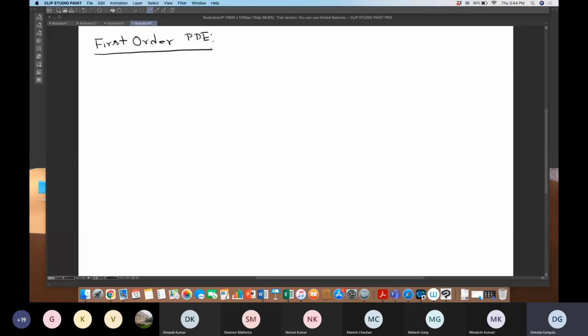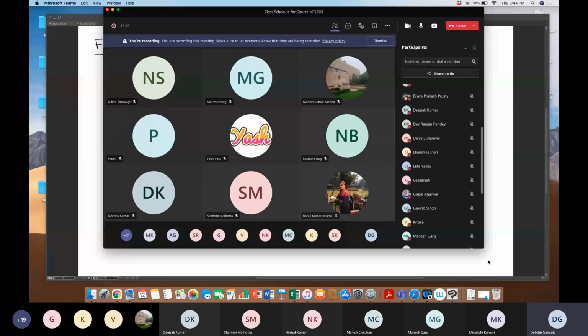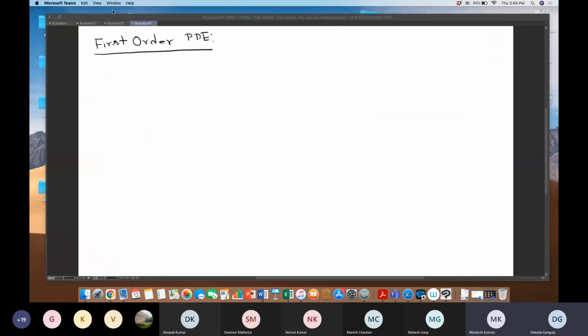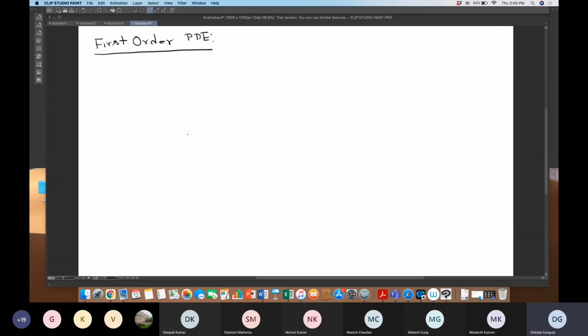First we will study a class of PDE which are first order PDE. Can anyone give me an example of a first order PDE? Yes. Can anyone give me an example of a first order PDE? ux plus uy equals to 0. Very good. Very good. We will do the first order PDE.